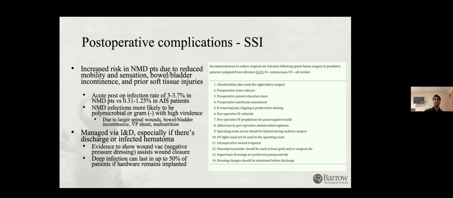For the management of these kinds of things, you can try antibiotics, but definitive management is usually incision and drainage, especially if the incision is dehisced or there's some sort of drainage. There's a lot of effort in the OR to prevent this. It's a metric that gets tracked to try and prevent these types of infections. This goes from the prep to antibiotics to what types of dressings are being used. Hospitals around the country are constantly tracking this and trying to bring it down.